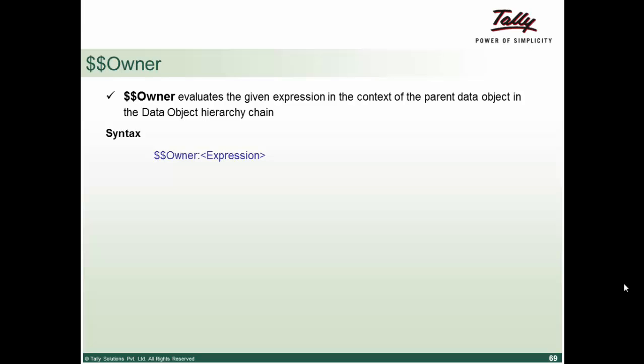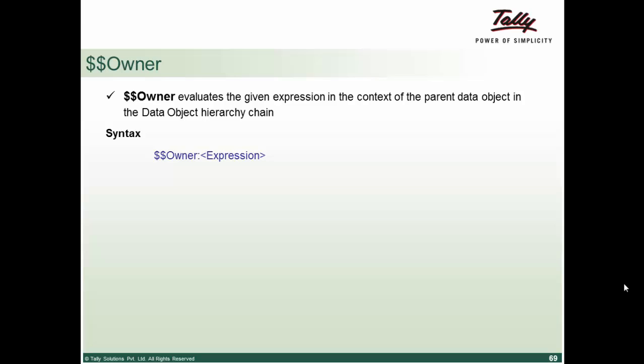Say we are right now at a voucher object. A voucher object has inventory entries, which has batch allocations. Now say we are currently at batch allocations and we require a value from the parent, the inventory entries. So we can say $owner, $stock item name. This will fetch the value from the inventory entries.